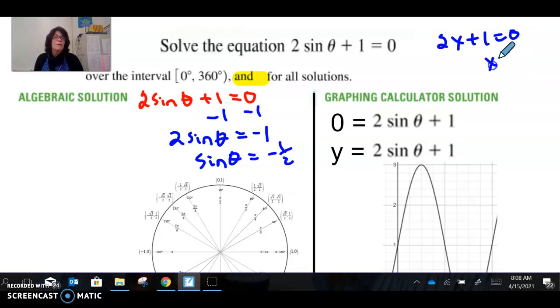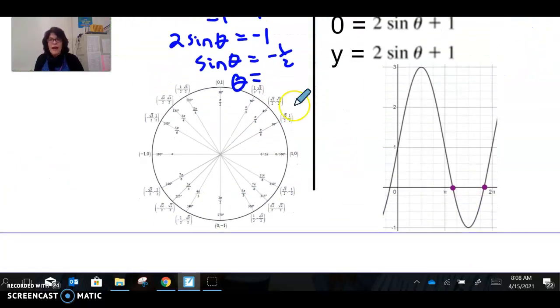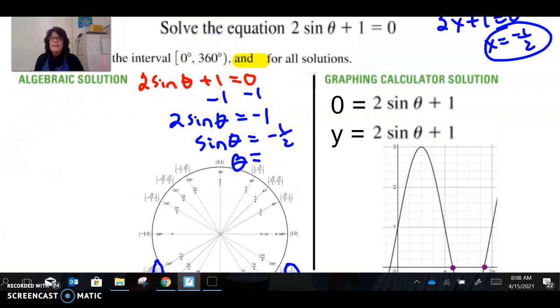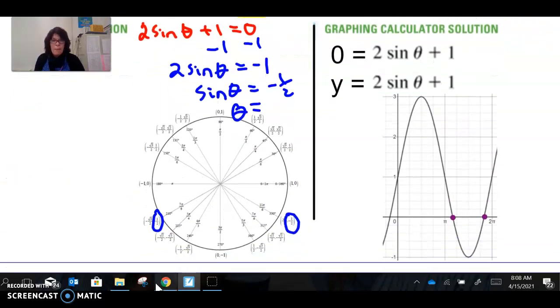The difference is, when I get x equals negative 1/2, I'm done. Here I'm not done. I have to take the inverse sine of each side. I have to undo sine theta. So I'm thinking, sine of what is negative 1/2? That means the y coordinate is negative 1/2. Where is that? Here. Where is that? Here. We want the answer from 0 to 360. Oh, we're in degrees right now. So from 0 to 360, how many degrees would that be?